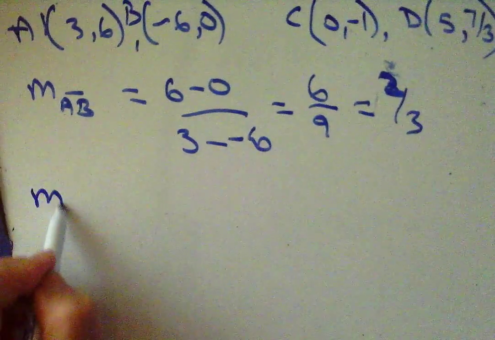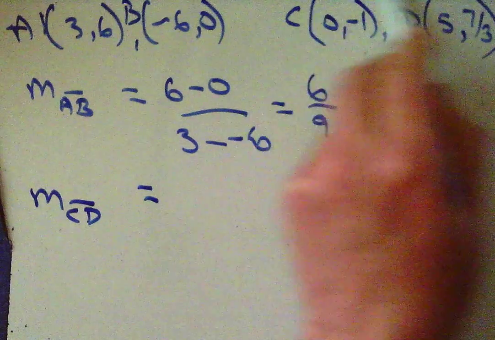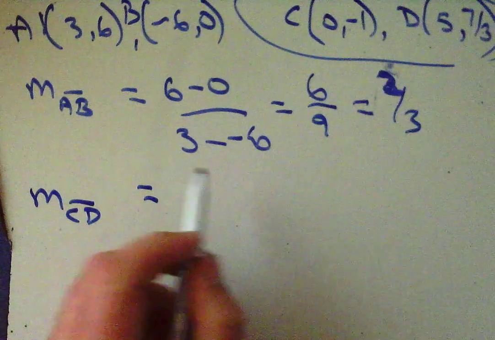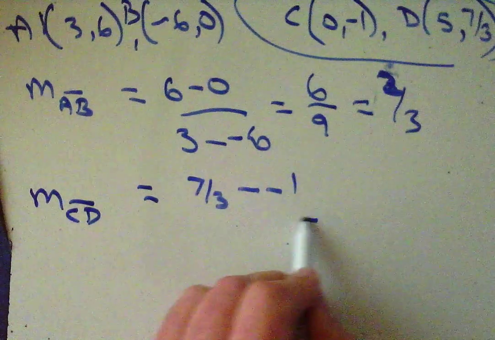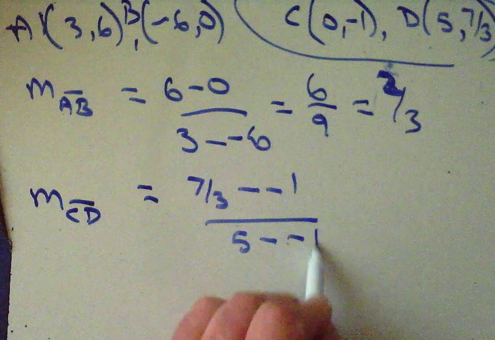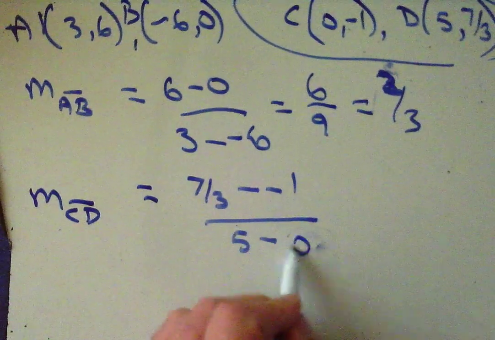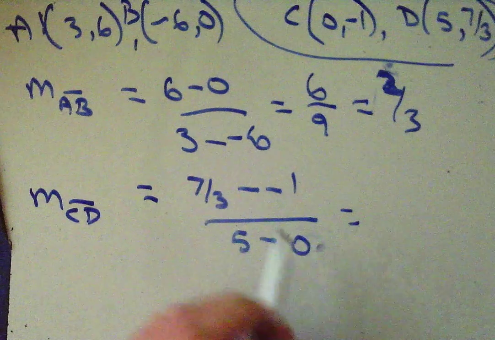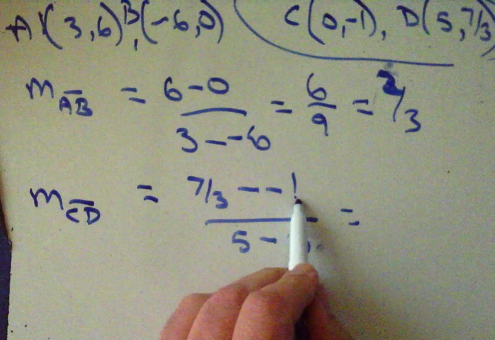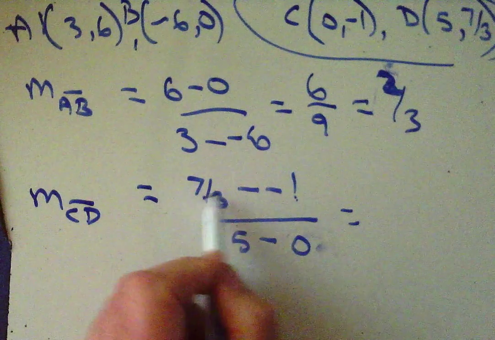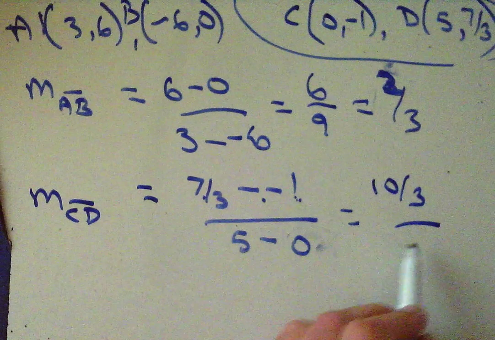And what about the slope of CD? Well, that's this over here, and I've got 7/3 minus a minus 1 over 5 minus a minus 0. So in order to do this, I need to get a common denominator. So that's going to be 7/3 plus 3/3, or 10/3 over 5.